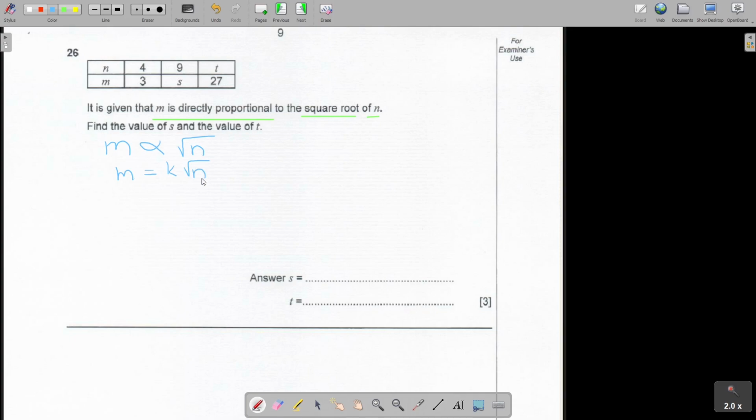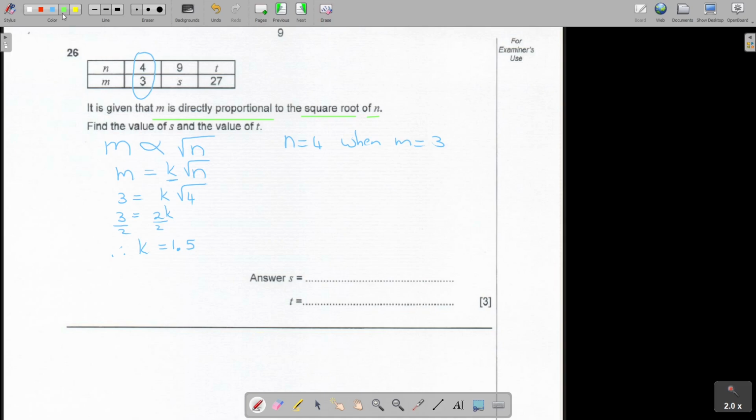Now, they give you that n is 4 when m is 3. So I substitute it to get the value of k. In the place of m, I put 3, and in the place of n, I put 4. So I get 3 equals 2k. I divide by 2, so the value of k is 1.5, or 3 over 2. I think the decimal will be easier here.